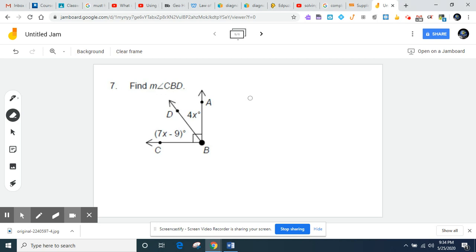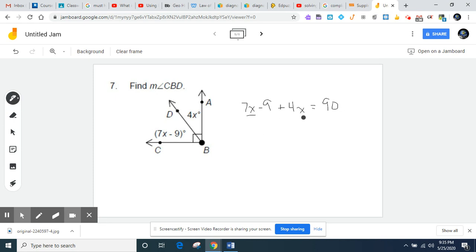So we're going to write 7x minus 9 plus our 4x is going to equal 90 degrees. Okay, so now we are adding our two expressions together, and we have set it equal to 90 degrees. So now we have made those two expressions into an equation. And our next step is going to be to solve for x. So our first step is going to be to combine like terms.